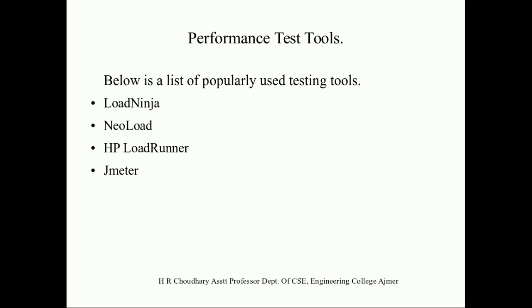Now we look at the different types of performance tools which are available in the market these days to implement performance testing. Below is the list of popular performance tools: LoadNinja, NeoLoad, HP LoadRunner and JMeter. Now we can look at what these tools are. There is a wide variety of performance tools available in the market. The tool we choose will depend on many factors such as the types of protocol supported, license cost, hardware requirements, platform support and a lot of other things.